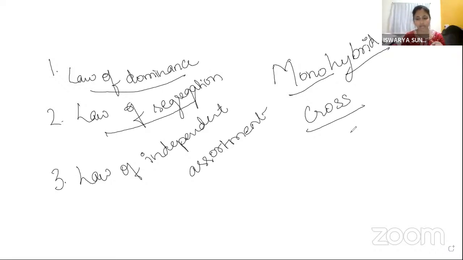Now, why is it called monohybrid cross? Now tell me. You know the experiment. Only one character is considered. Very good. Since we consider only one character, it is called a monohybrid cross. Okay. So based on this monohybrid cross only, he proposed the law of dominance and the law of segregation.